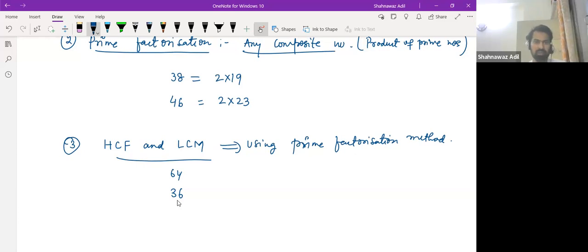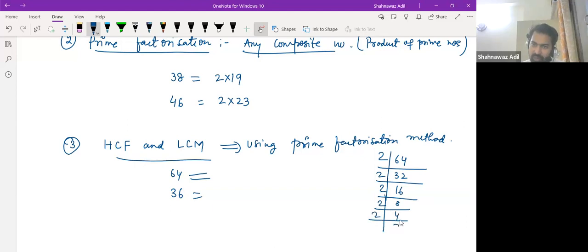So one is the Euclid division lemma, which is not in your syllabus, right? The other one is this prime factorization method. And in prime factorization, we write the prime factors of this 64 and 36. So what are the prime factors of 64? That is 32, this is 16, this is 8, this is 4, and this is 2. So 1, 2, 3, 4, 5, 6: 2 to the power 6, right? And then this 36. So prime factors of 36.